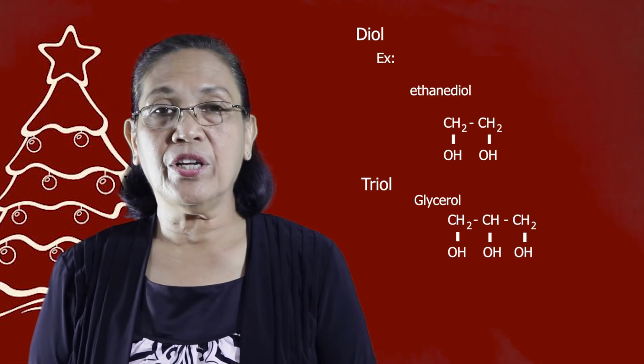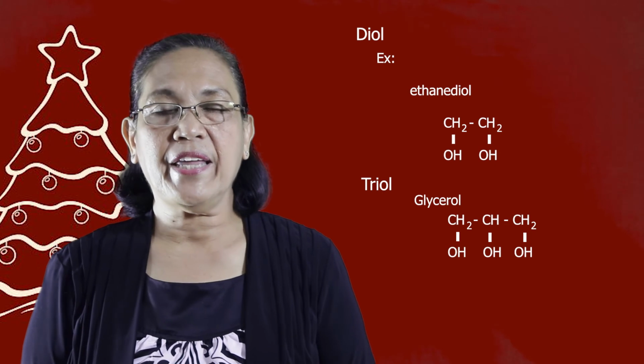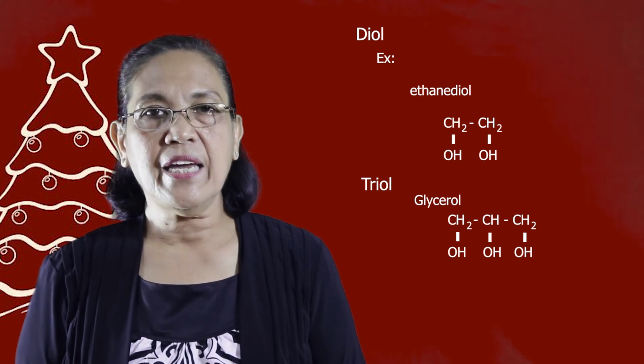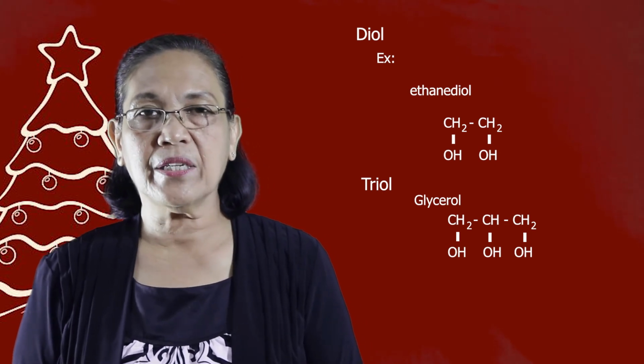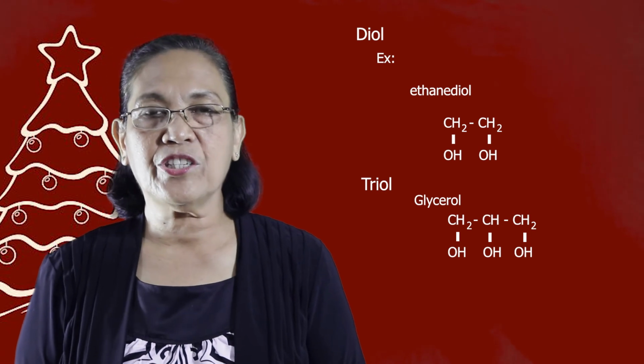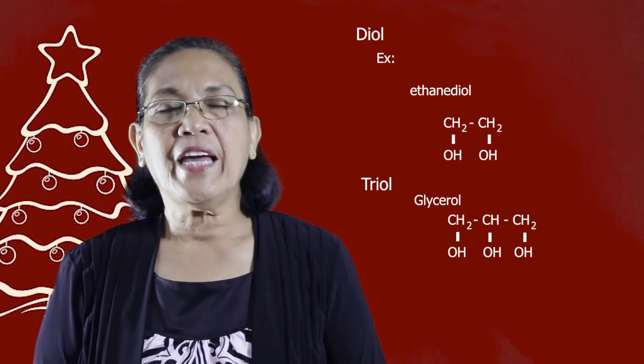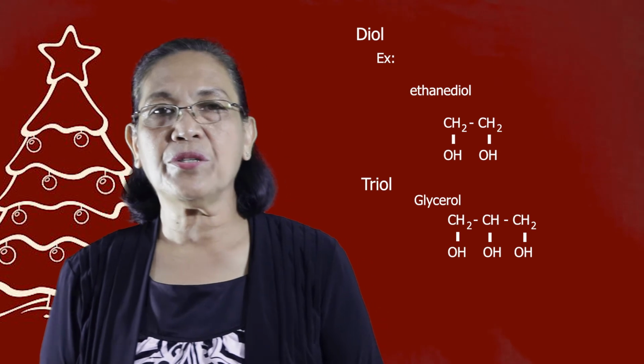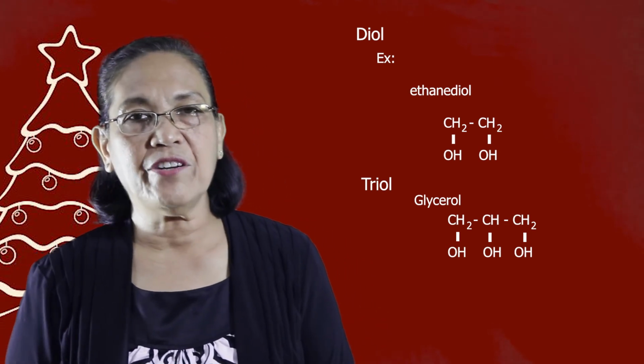For example, we have the ethane diol. The structure of ethane diol is CH2OH, single bond, CH2OH. And there are also alcohols which contain three hydroxyl groups.